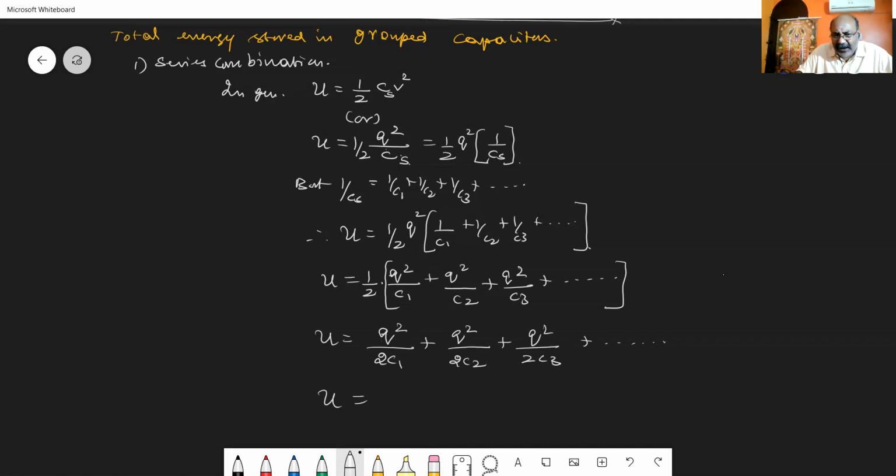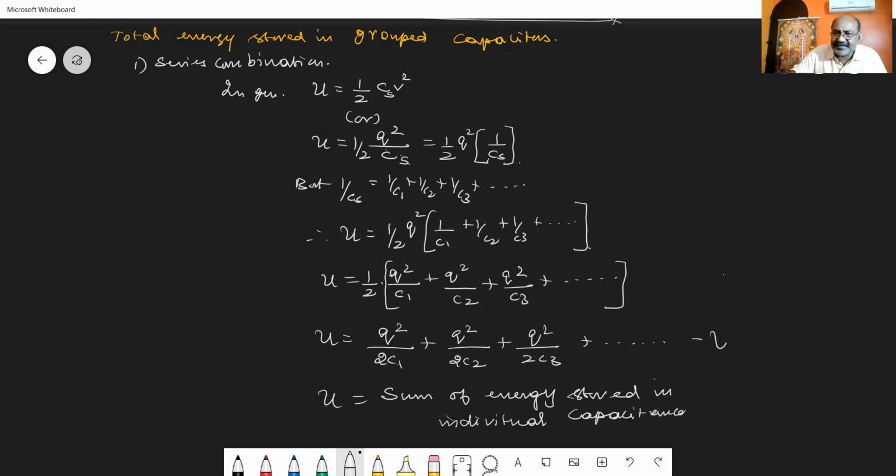What is this Q square divided by 2C? It is half into Q square by C, the energy stored in an individual capacitor. So when you add these, the total potential energy in series combination is equal to the sum of the energy stored in individual capacitances. Am I correct?